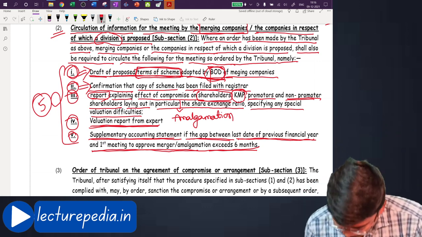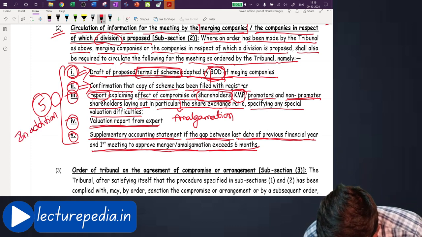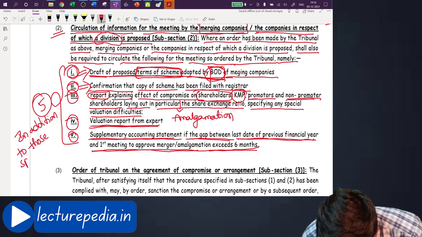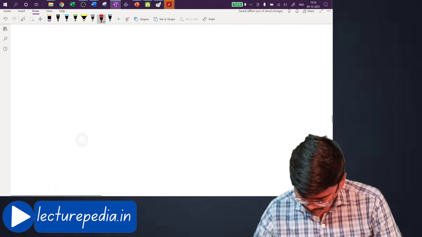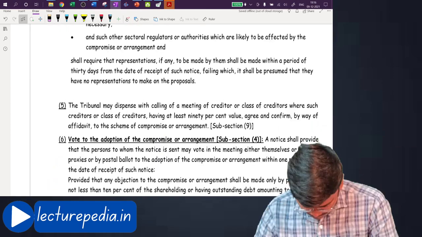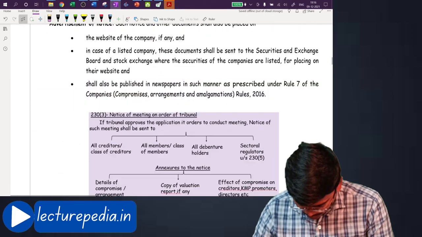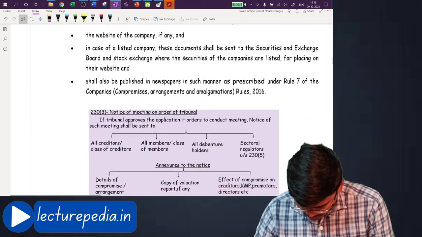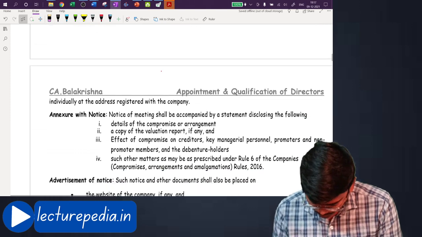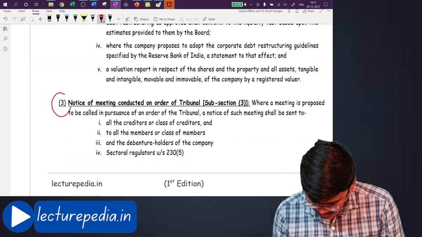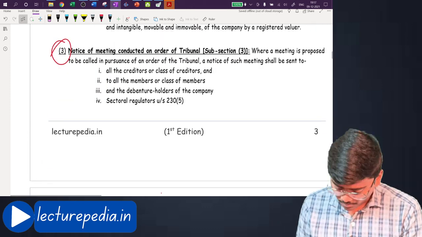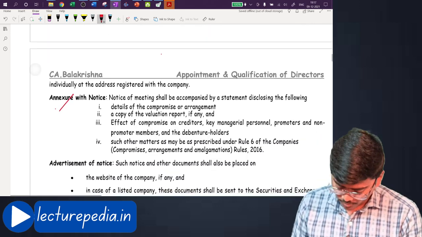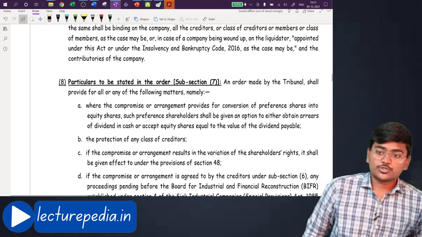See, these requirements are in addition to those specified under section 230. In section 230, let me see the subsection under which it is specified. Yeah, subsection 3, annexure with the notice. The requirements which we have discussed now are in addition to these requirements. You have to specify these requirements along with these disclosures, and also make those which we have discussed now.